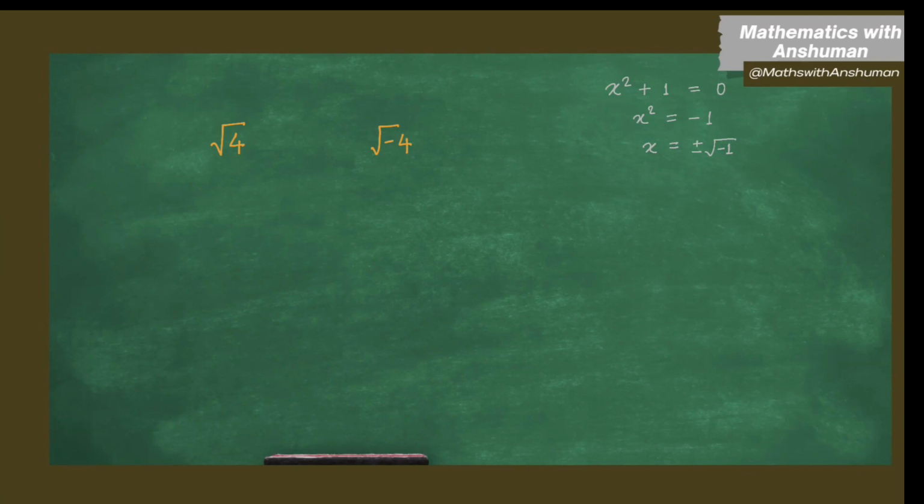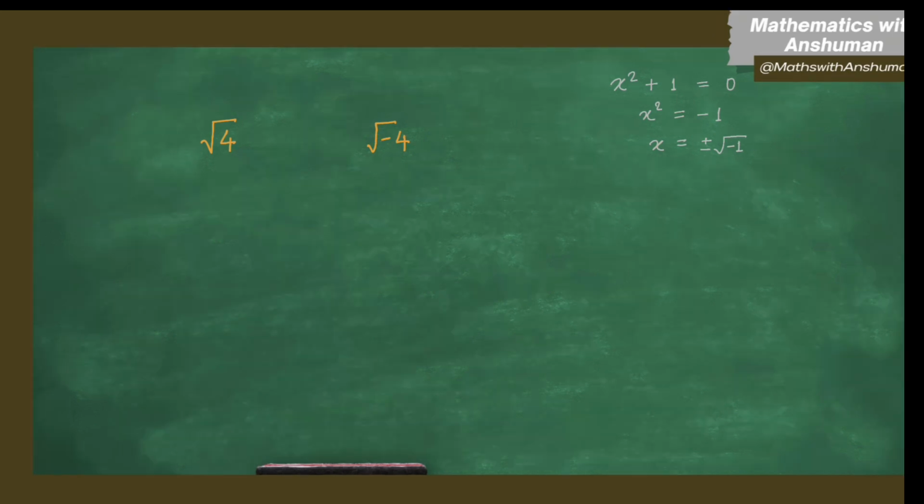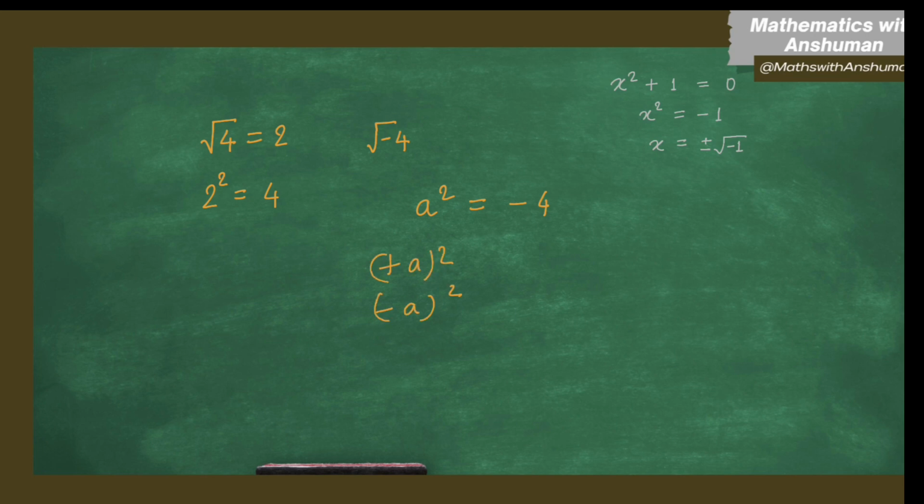At first glance, under root 4 and under root minus 4 may seem similar. They both involve the square root of 4. But they lead us down very different paths. Under root 4 is simple. It equals 2, because 2 square is equal to 4. But when we try to find under root minus 4, confusion strikes. Because no real number squared gives a minus 4. Because squaring any real number, be it positive or negative, always gives a positive result.